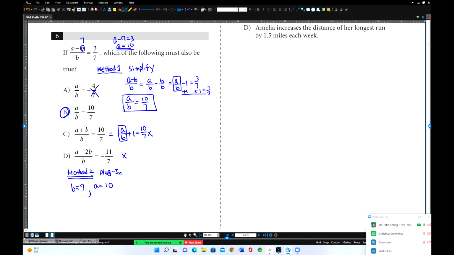That's all. Check it out. A over B is negative 4 over 7. No, 10 over 7. A over B is 10 over 7. Yes, it is. A plus B is what? 17. B is 7. That is not equal to 10 over 7. The last one is A is 10, B is 2 times 7 is 14. And B is 7. That is negative 4 over 7, not equal to negative 11 over 7.